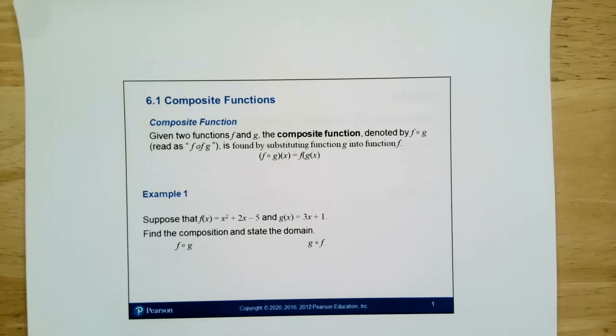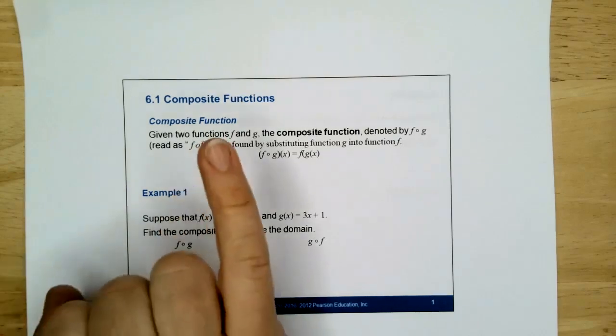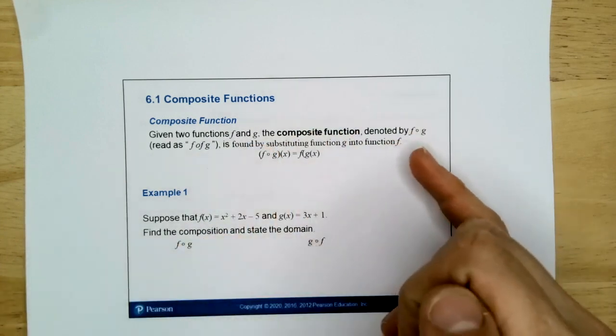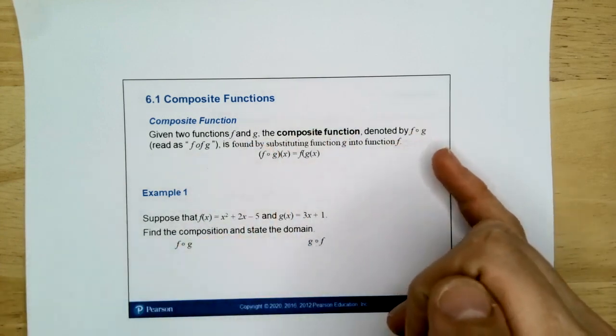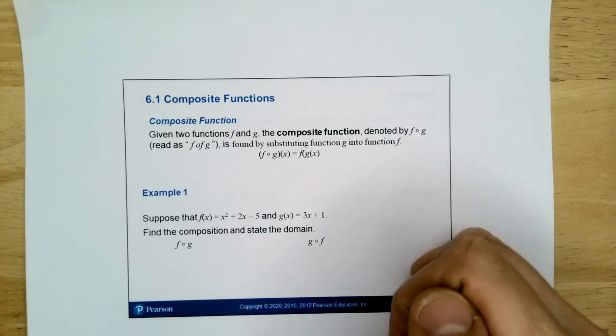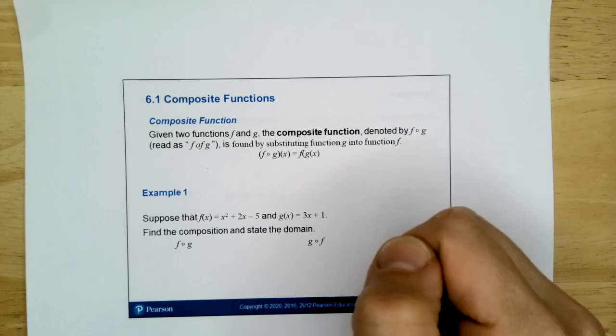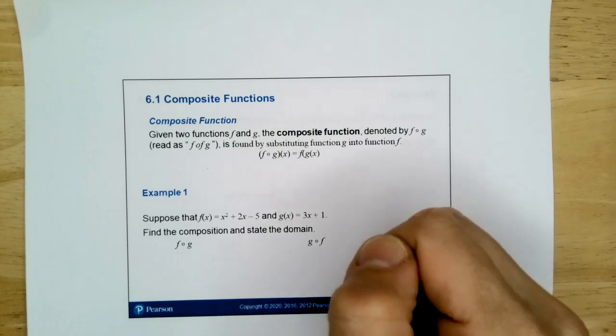Now, we're going to compose functions, which means creating a new function from two functions, not through addition, subtraction, multiplication, or division, but by substituting one function into the other function, okay? So if you are given two functions, f and g, the composite function denoted by f of g is found by substituting function g into function f, okay? Start with f and put g into it, okay?